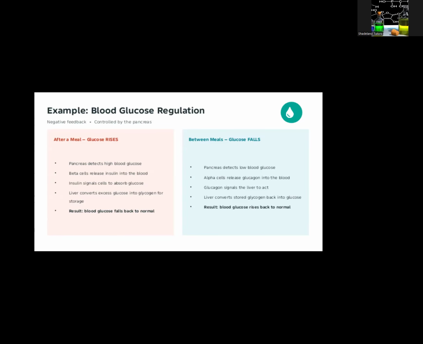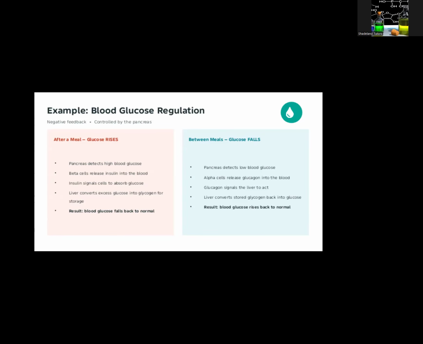Now, another function of the liver is to regulate blood glucose levels, like you can see here. Blood glucose levels are regulated together with two important hormones, insulin and glucagon. Okay, so look at the first slide, the red slide.